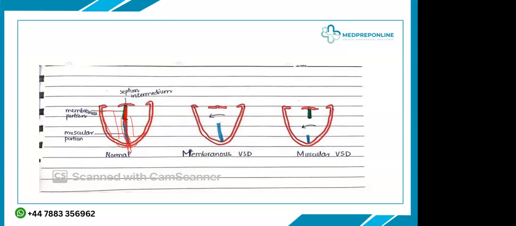What is going to happen when there is no portion from the septum intermedium? The membranous portion is not formed here. Then this is called membranous VSD, causing left to right shunt. And when the muscular portion of the interventricular septum is missing or not completely formed, it is going to cause muscular VSD. Both are going to cause left to right shunt, but depending upon the location. If the muscular portion is missing or incompletely formed, it is called muscular VSD. And if the membranous portion is incompletely formed, it is called membranous VSD. Both are going to cause the left to right shunt.